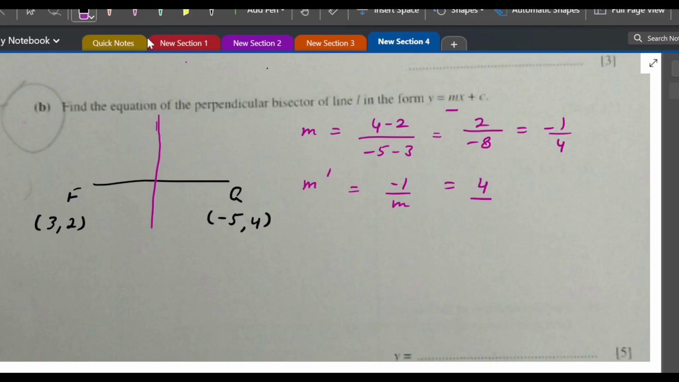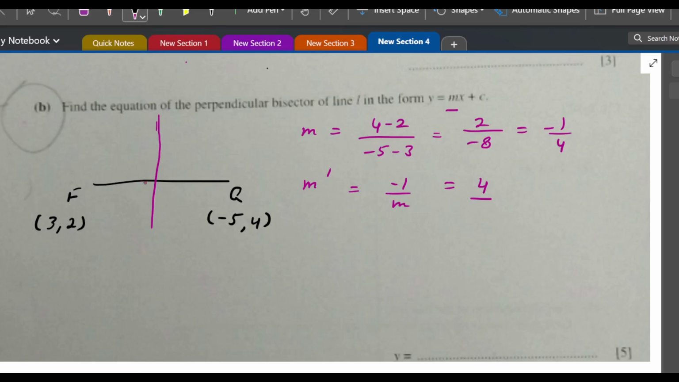Because the product should be minus 1, right? The product of m prime and m should be minus 1. So m prime is what? Minus 1 upon m. Right? Yes. So the gradient of the perpendicular bisector is 4.